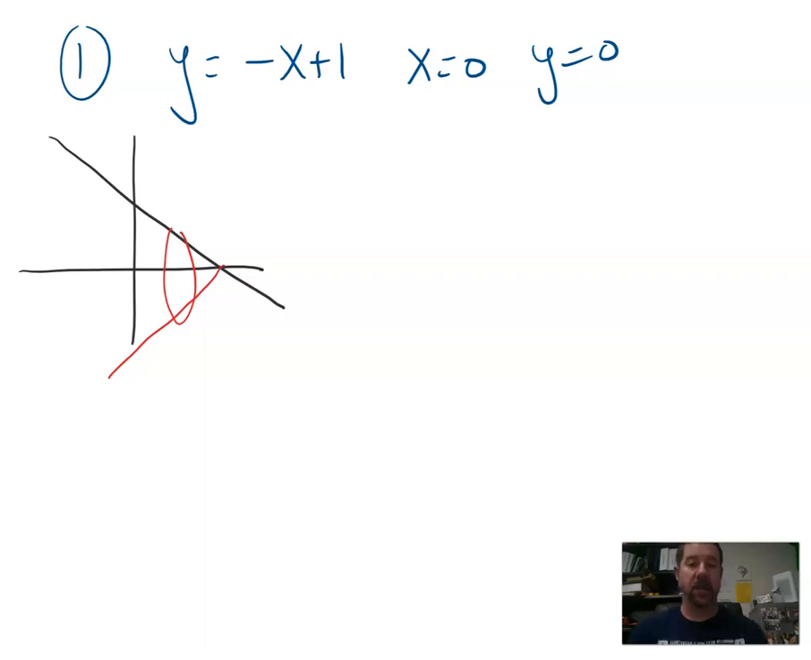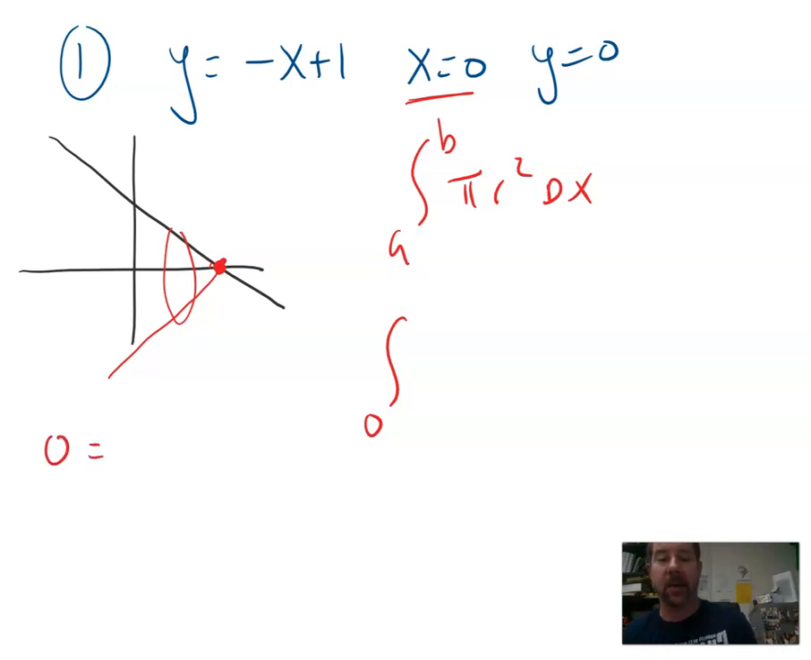Our formula is, again, the integral from a to b of pi r squared dx. So I need to know where we're going to start and stop. Obviously, we are starting at 0 because we're bounded by x equals 0. Then I have to go to wherever this is crossing right here, so I need to find the x-intercept. I might come to the side: 0 equals negative x plus 1, and so I get x equals positive 1. That's where it's going to stop. So I'm going to go from 0 to 1.